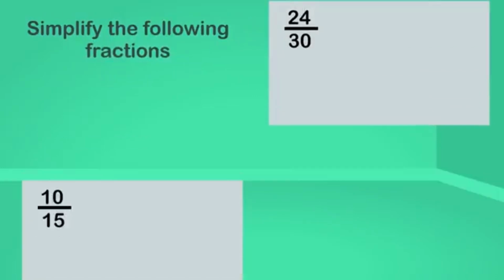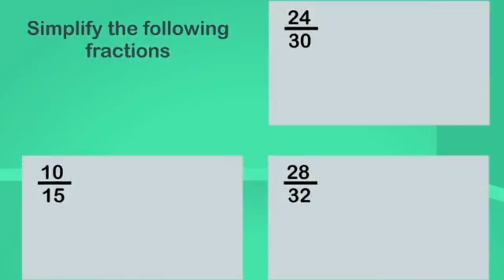Now it's your turn. Reduce the following fractions to their simplest form. Pause here while you work. Let's see how you went. The greatest common factor of 24 and 30 is 6. 24 divided by 6 is 4. 30 divided by 6 is 5.